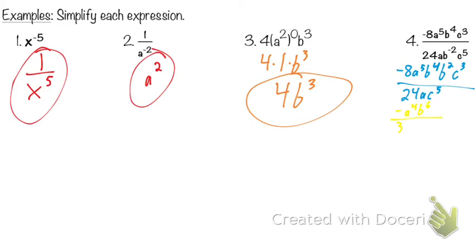Now, c to the 3rd and c to the 5th, what's that become? C to the negative 2nd. Very good. Now, are we done yet then? No, we have to move that c down. Very good. Because there's a negative exponent. So this becomes negative a to the 4th, b to the 6th over 3c squared. Now are we done? Yeah.